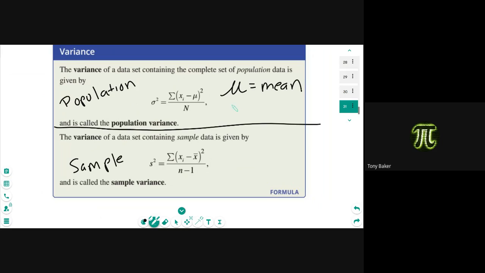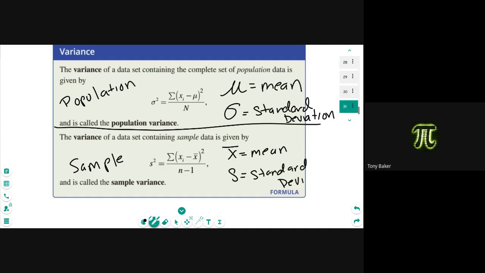That little sigma symbol is standard deviation for your population. For a sample, the x with the bar over it is your mean, and s is standard deviation. The big thing you're going to have to know when you use the calculator I'm going to show you is whether you're dealing with a population or a sample.